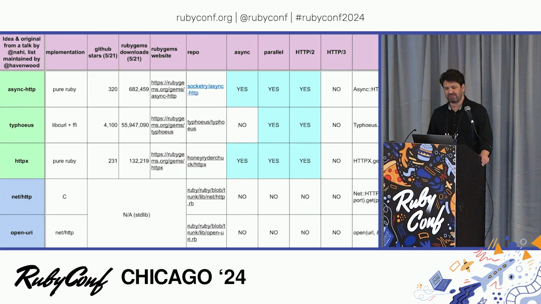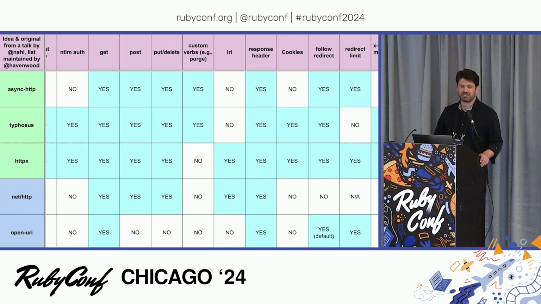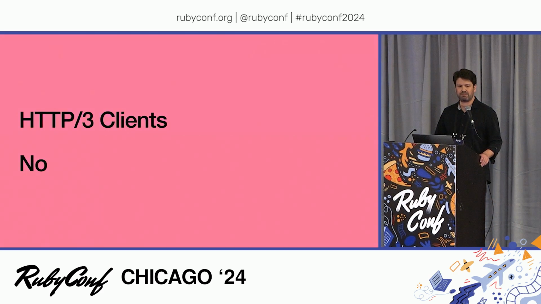HTTP2 clients do have some differences between them. This is a spreadsheet I've done that includes a lot more, but these are some of the HTTP2 ones and the standard library ones. So we might need some more HTTP clients. No, we don't have those, but there are some in the works, and I think it's important work, and we need some diversity in the ecosystem.